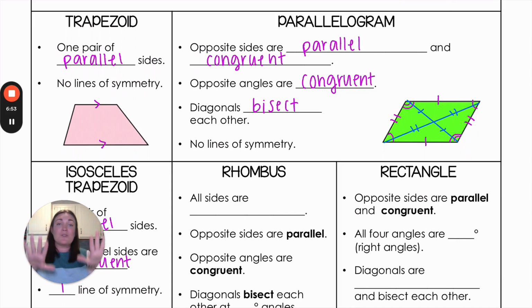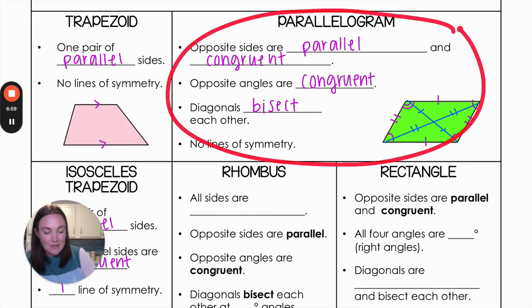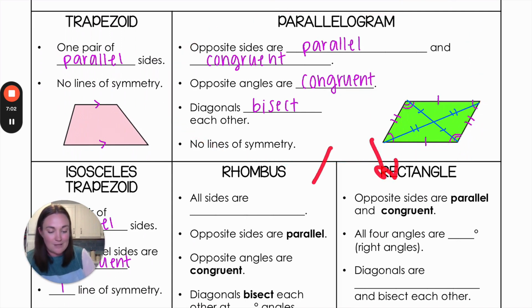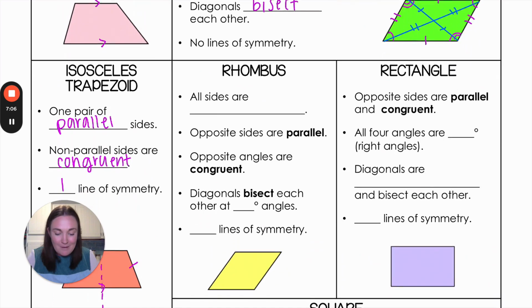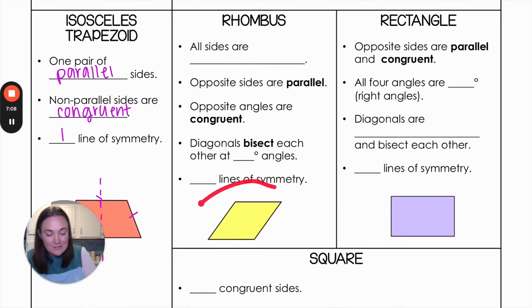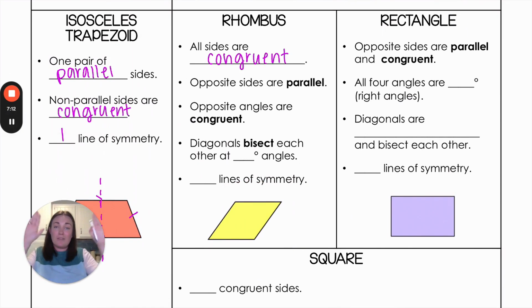Okay, remember, as we're going down, we're just getting more specific. So a rhombus and a rectangle are both parallelograms. So everything that we just set up here is also true for our rhombus and our rectangle, excluding our lines of symmetry. Let's first talk about a rhombus. A rhombus looks like this. All sides of a rhombus are congruent. Now, all the things for a parallelogram are still true. So the opposite sides are still parallel, our opposite angles are still congruent, our diagonals still bisect each other, but in a rhombus, the diagonals bisect each other at 90-degree angles.